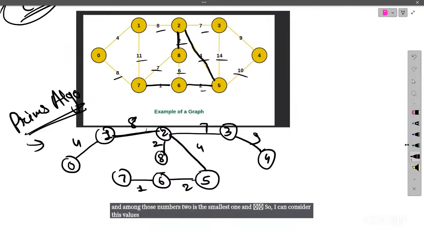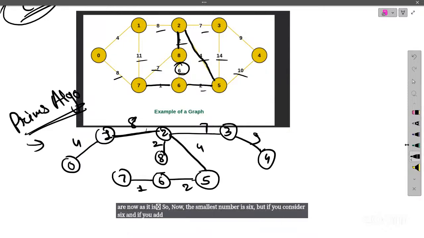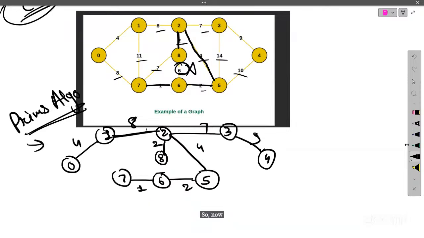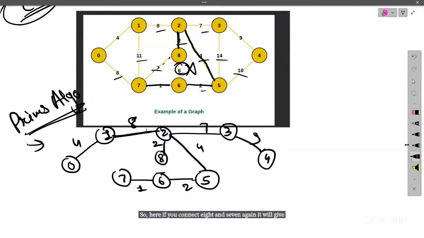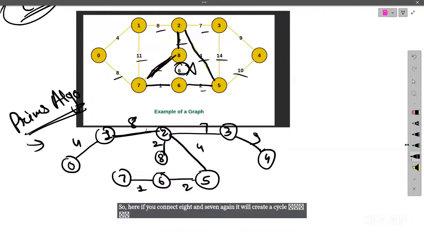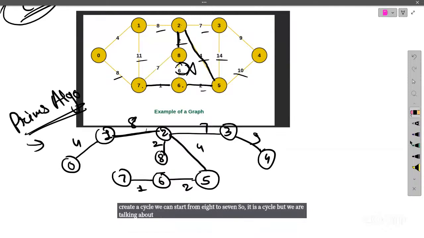As I consider this one, the choices are again as before. Now the smallest number is 6, but if you add this edge to your tree, it will create a cycle, so we cannot consider this particular edge. The next possible thing is either this edge which connects 7 and 8 with weight 7, or 2 and 3 with weight 7. If you connect 8 and 7, obviously it will create a cycle. We can start from 8, go to 7, 6, 5, 2 and return back to 8. So it's a cycle, but we are talking about spanning trees, and trees do not have a cycle. So we cannot take this edge.